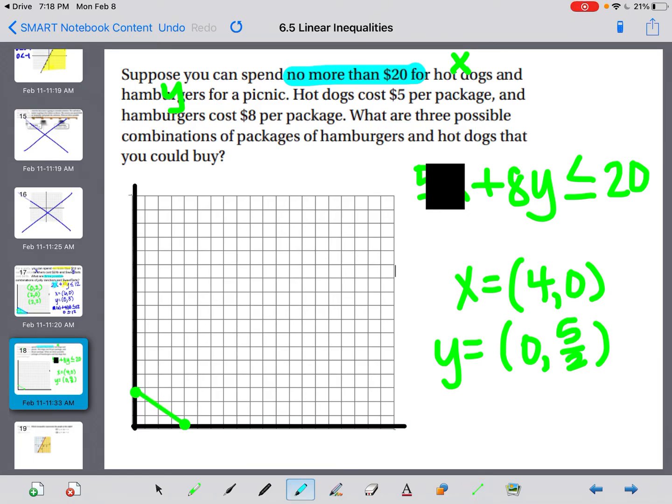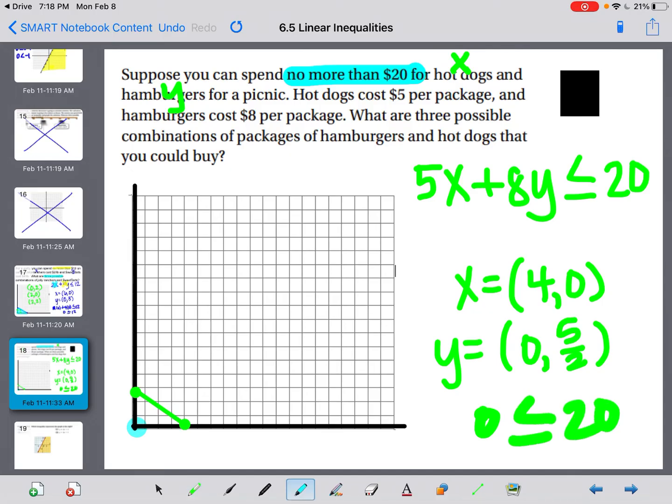And I'm going to try this 0, 0 again. If I plug in a 0, I will end up with 0 is less than or equal to 20, which it is. So that means I get to shade all of this underneath the line. Okay, and everything on the line would also work since it's a solid line.